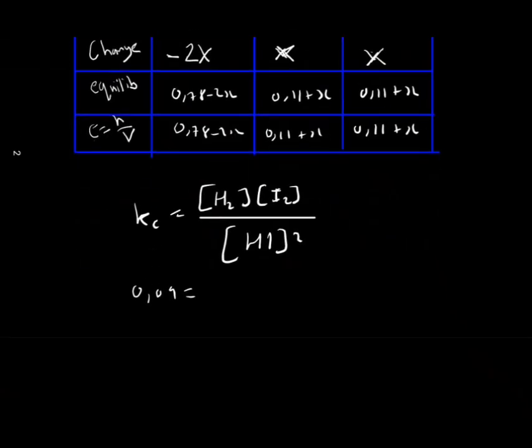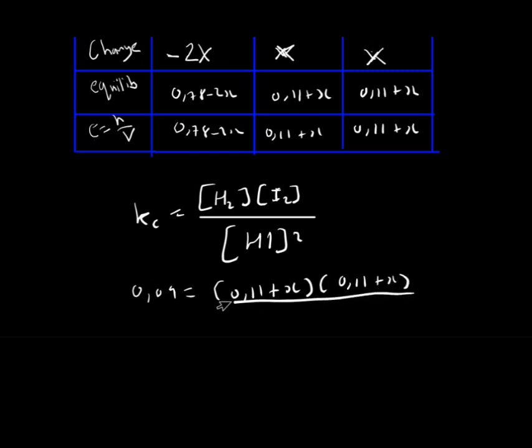That's the funny thing. So it just means that it's going to be 0.11 plus x, and then we're going to have 0.11 plus x. So they made it easier. So this is what we have. And then we have this particular portion, which is 0.78 minus 2x. So that's what we have. Okay, so 0.09. So now we can solve for x.